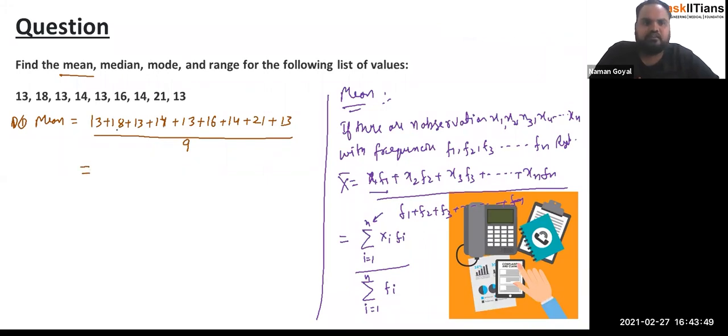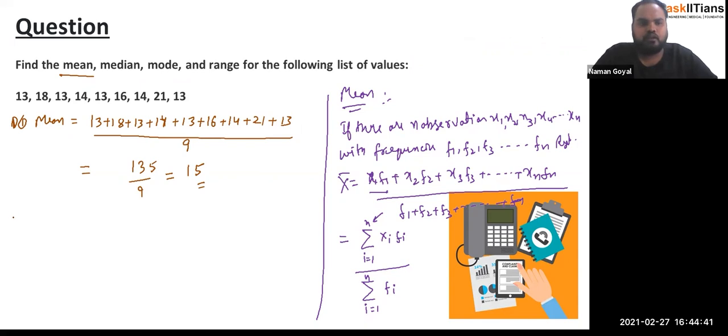Okay. So 13 plus 18, 31. 31 plus 13, 44. 44 plus 14, 58. 58 plus 13, 71, right? 71 plus 16, 87. 87 plus 14, 101, right? 101 plus 21, 122. 122 plus 13, 135, right? It will be 135 by 9. So if you divide this quantity by 9, how much did you get? 15, I think, right? So the mean of this data is what?